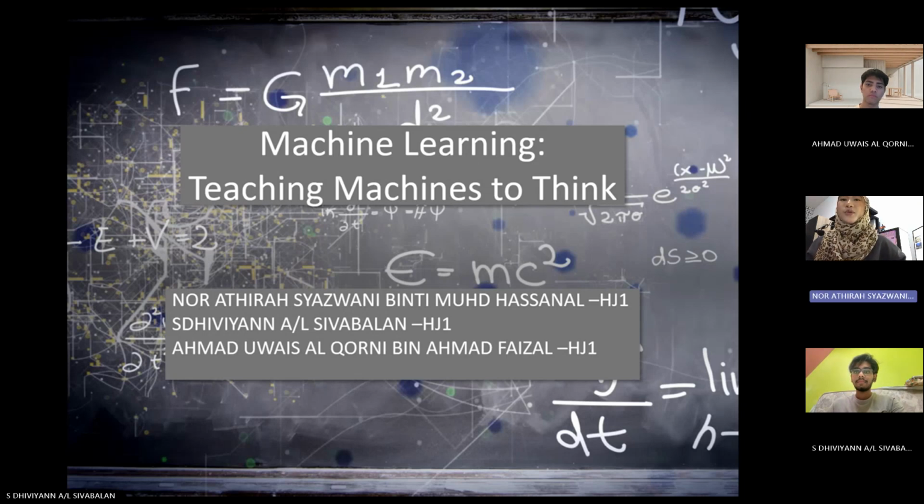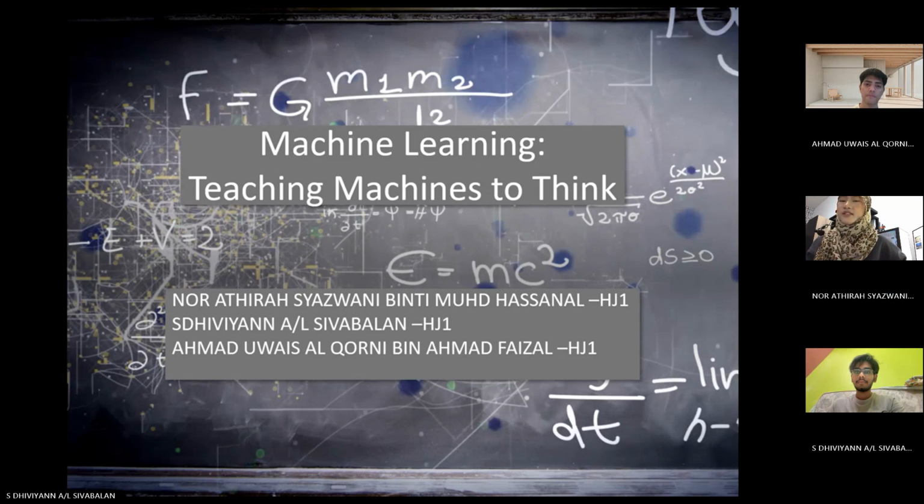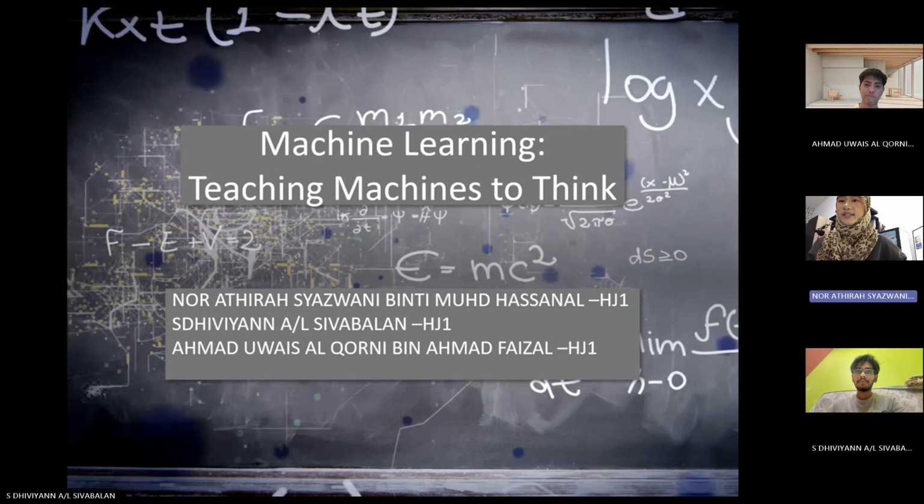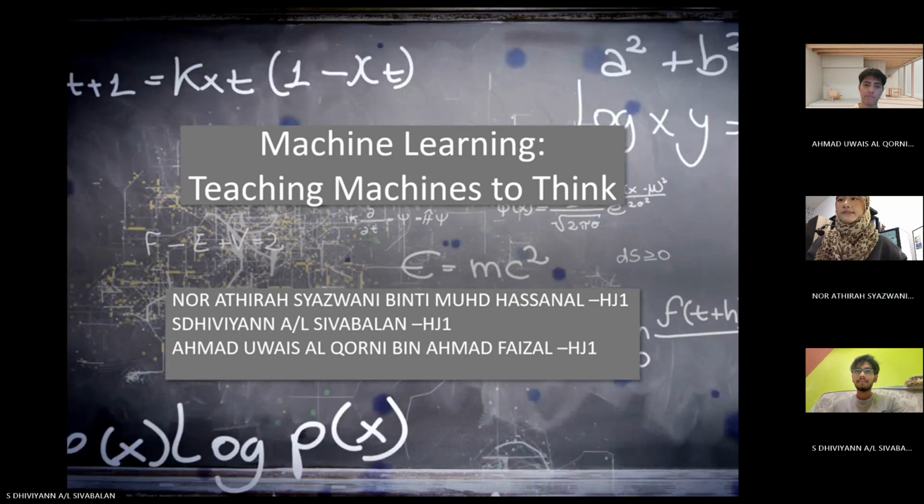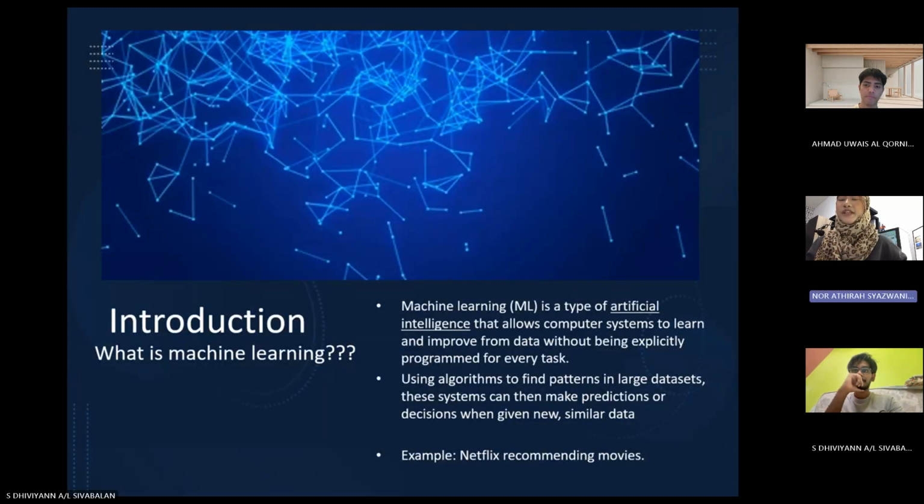We'll be walking you through what machine learning is, how it works, why it matters, and some key concepts to understand. So let's begin with the basics. Machine learning, or ML, is a type of artificial intelligence that allows computers to learn from data and improve over time without being explicitly programmed for every single task.